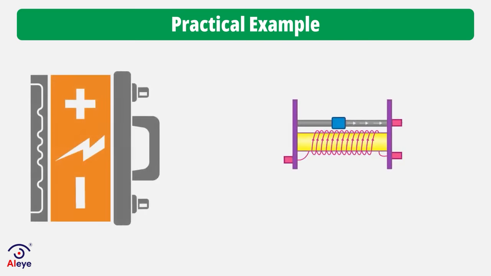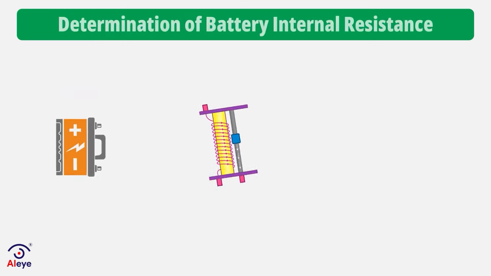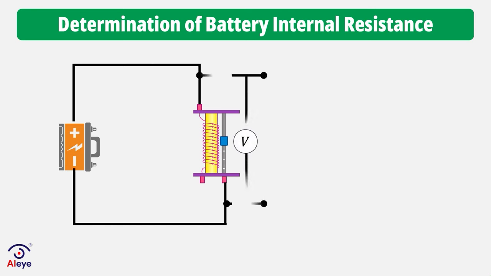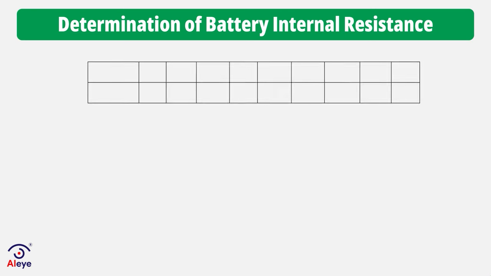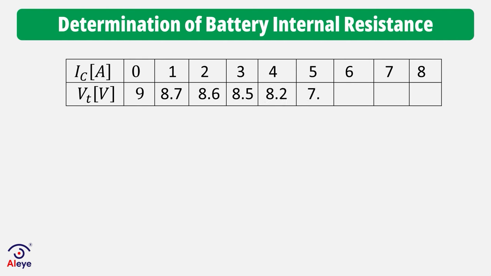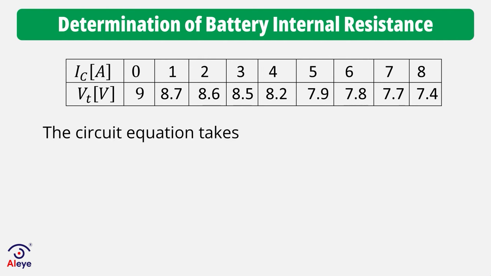Determination of battery internal resistance. We will study how AI can be used to determine the internal resistance of the battery experimentally. In the experiment, we vary the load to vary the circuit current. We record the terminal voltage at different values of the circuit current. The experimental data is shown in the table. This data will be used to train the neural network that we will see shortly.